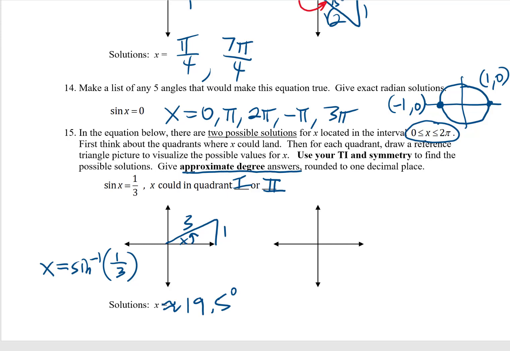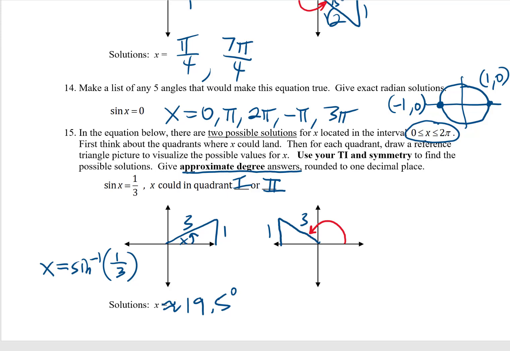We already decided that there's another answer in the second quadrant. And of course, it's going to be very symmetrical. Here's still a 1, here's still a 3. This is the same triangle that we just drew. Now here's the thing. I can't use the sine inverse function to find that red angle because that red angle is past 90 degrees and sine inverse has never heard of angles past 90 degrees.